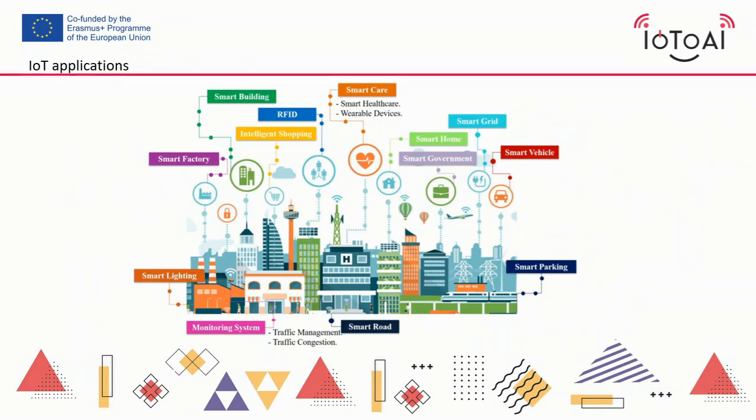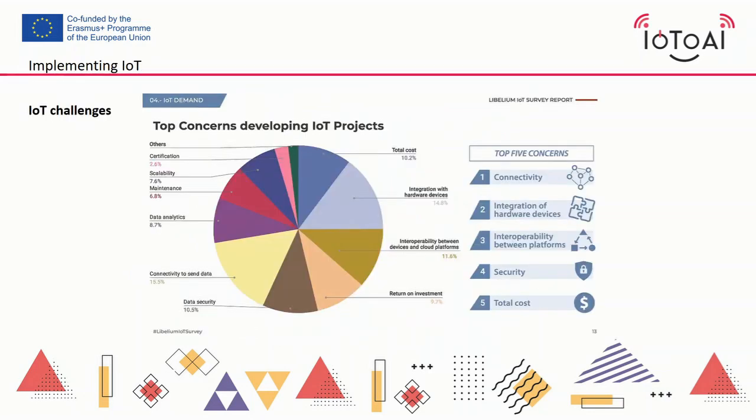Moreover, we will review in depth some of the main applications of IoT technology, from smart care, smart building, smart factory, to smart grid, smart parking, or smart lighting, among others. It's also important to review the main challenges of IoT technology. There are a lot of concerns developing IoT projects, from scalability, maintenance, connectivity, data security, integration, or cost.